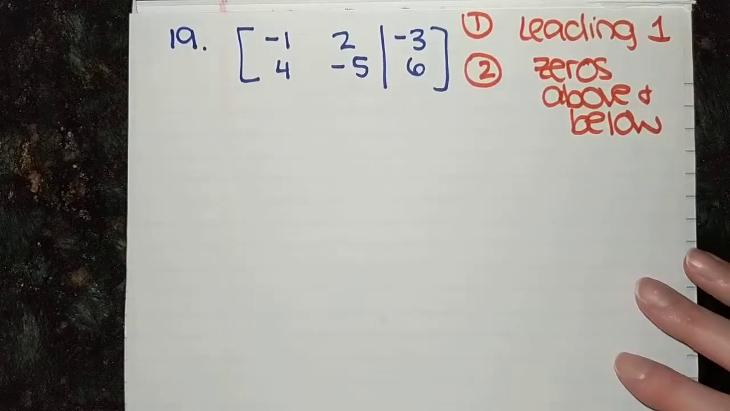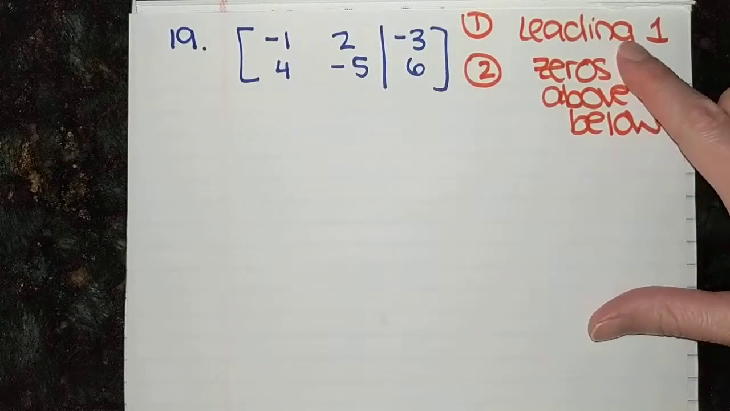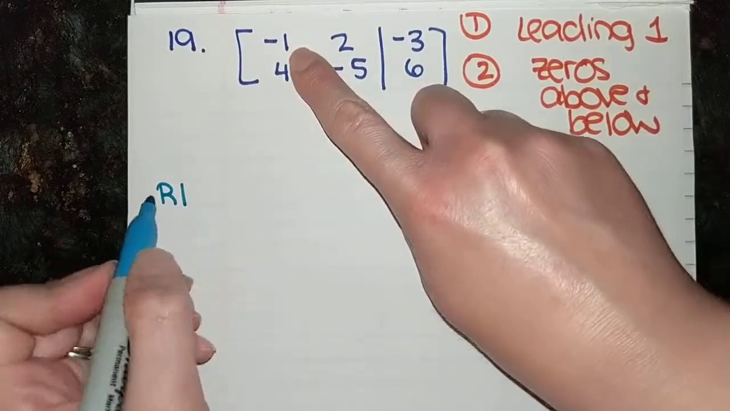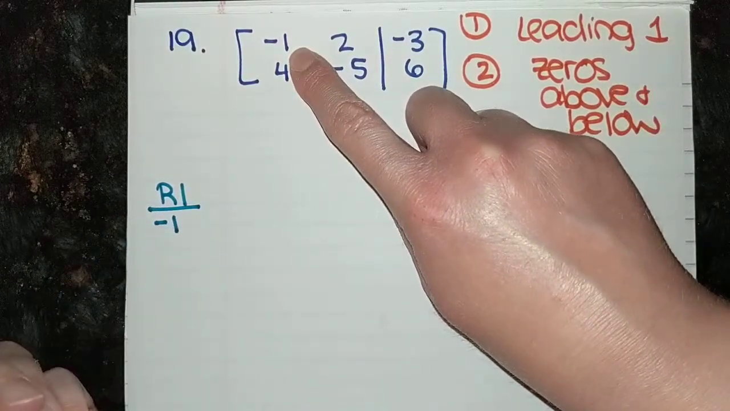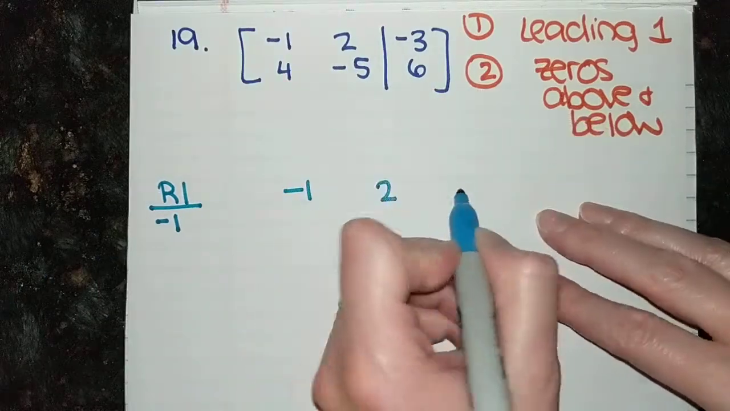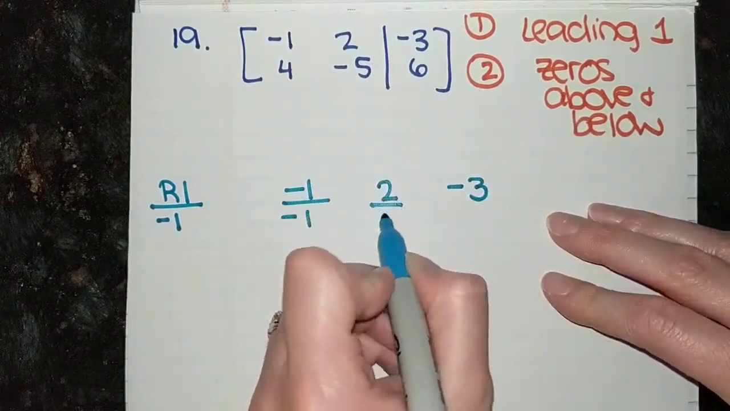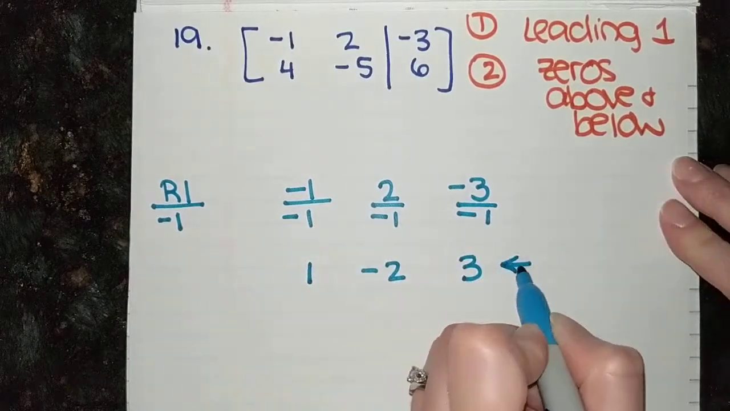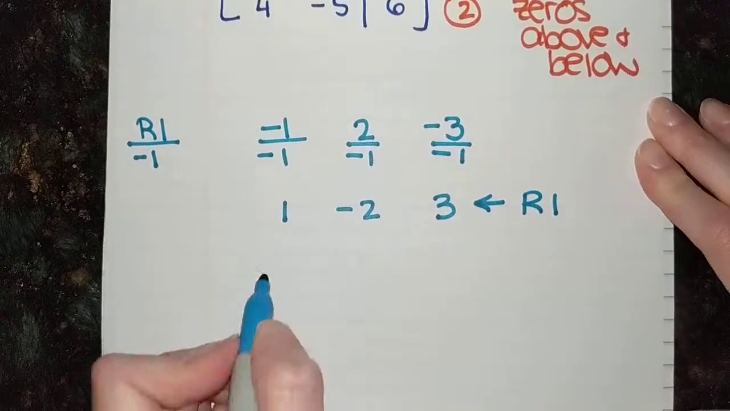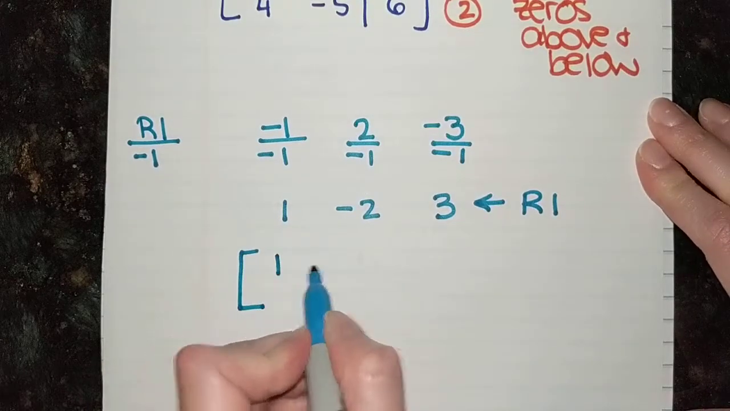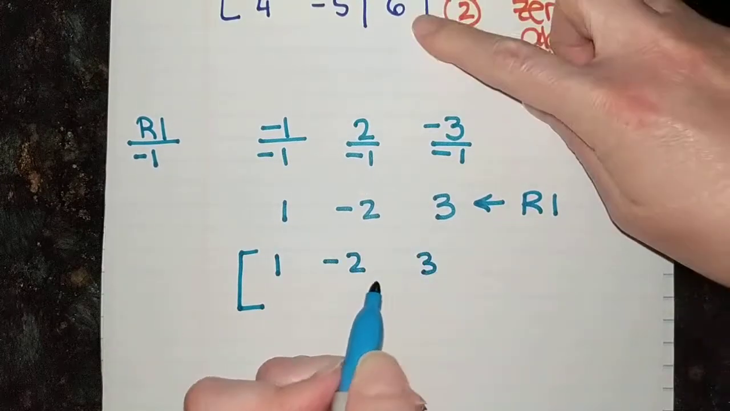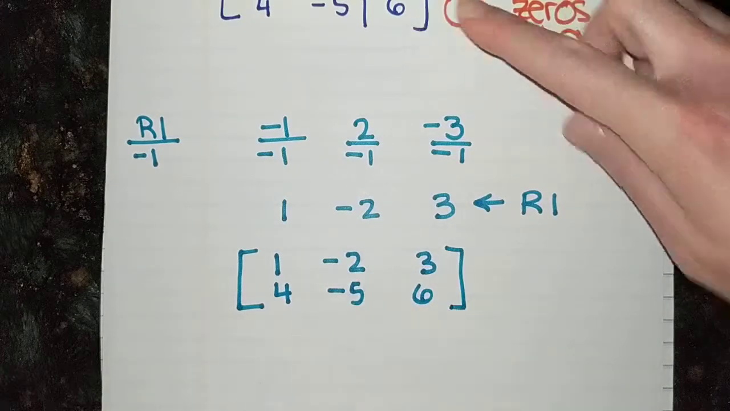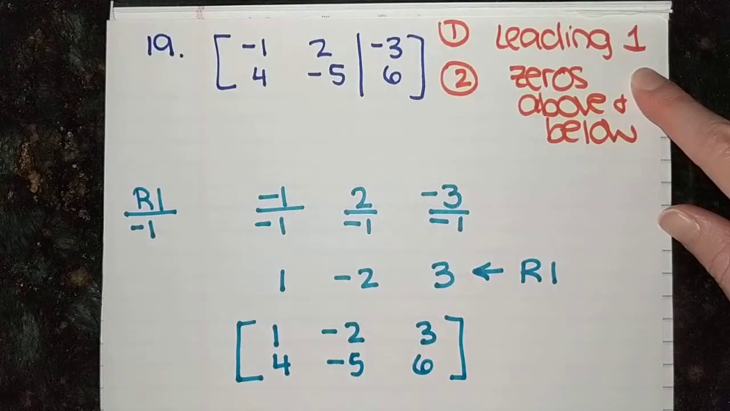Trying to get this in row echelon form, what I like to do is focus on getting a leading 1 first. So to get a leading 1 in row 1, I would have to divide row 1 by -1. So I would take my row 1 and divide that by -1. That would give us 1, -2, +3 as our new row 1. So I would rewrite the matrix as 1, -2, 3, and then the old row 2 of 4, -5, and 6. Okay, so I get my leading 1, that's my first priority.